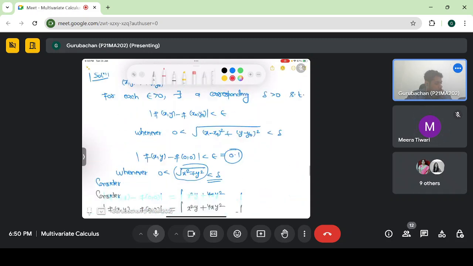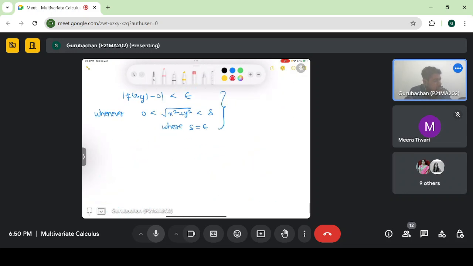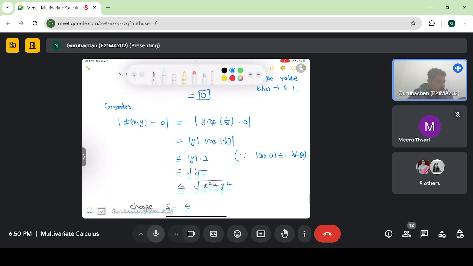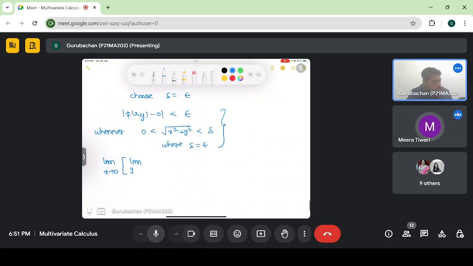Now let us talk about the iterated limits. For the iterated limits, we first consider limit x tending to 0. And I would like to mention one point that one of the students has mentioned, that here itself I have shown the existence of limit. That is true, but for a better understanding, I have shown this step. You can also end the problem here, the existence of a double limit.